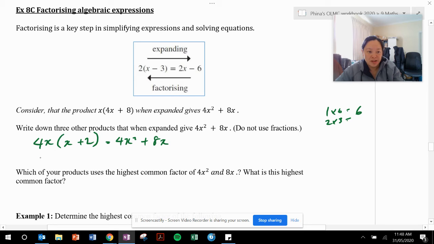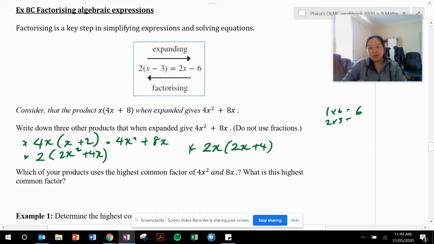So just for the sake of it, some other examples might be 2x squared plus 4x, and also 2x bracket 2x plus 4. If we expand all these, we get 4x squared plus 8x. So that's the point of that. There is always more than one answer. However, we always want to find the highest common factor if possible.